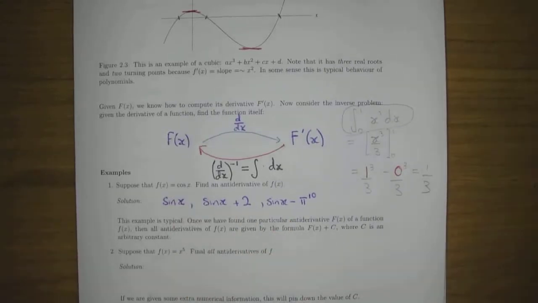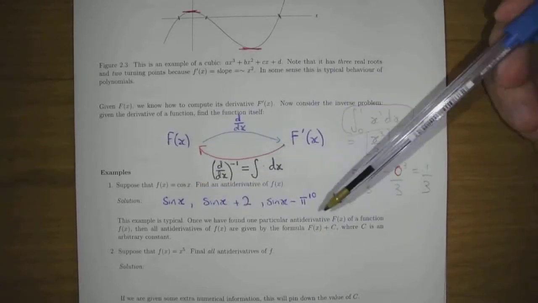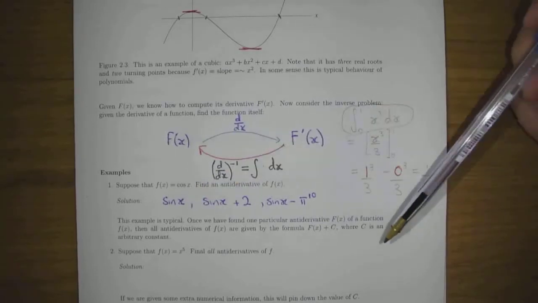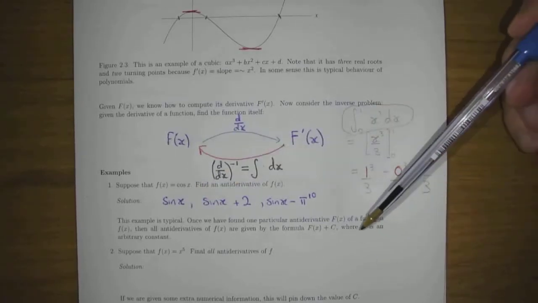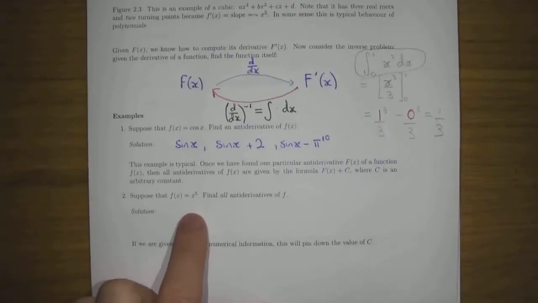So this is typical. You find one particular antiderivative of sine of x, then all of the antiderivatives are given by that plus a constant. Now you can get a bit technical. C can be a little fancier than a constant. It just has to be piecewise constant. Like it could be equal to 1 for positive x and minus 1 for negative x, but we don't really need that. Okay, so here suppose that f of x equals x to the 5, find all antiderivatives.